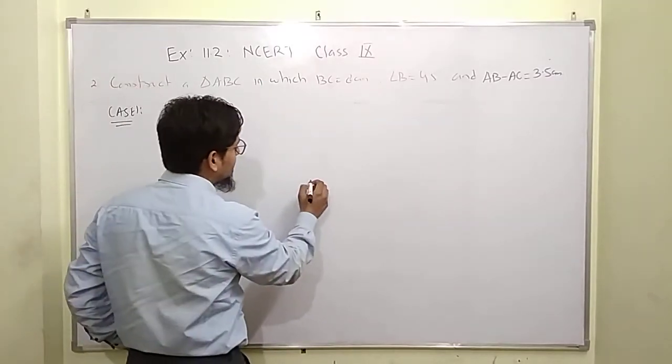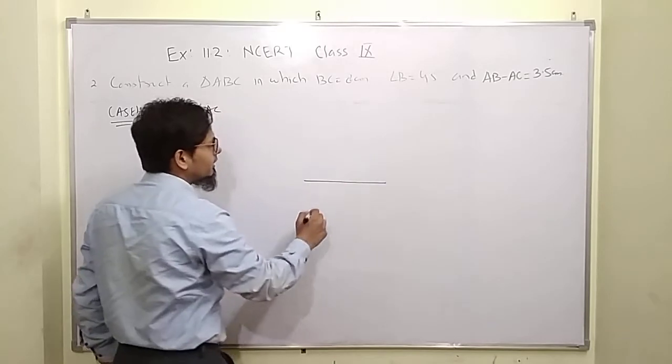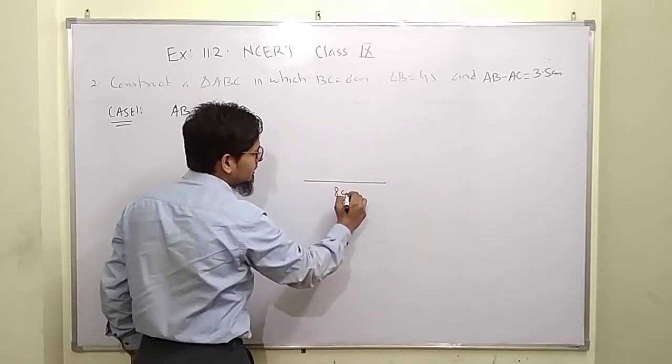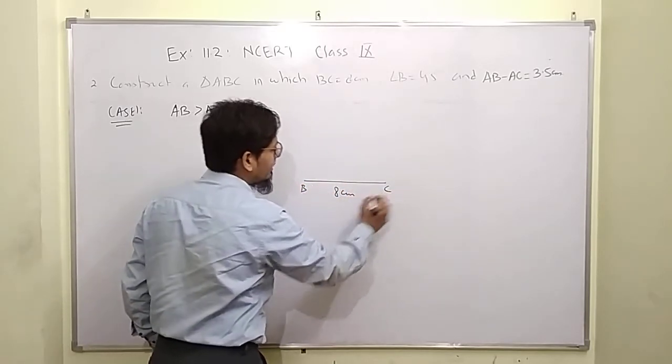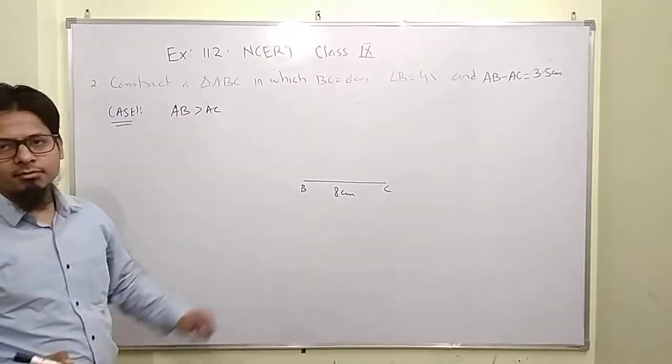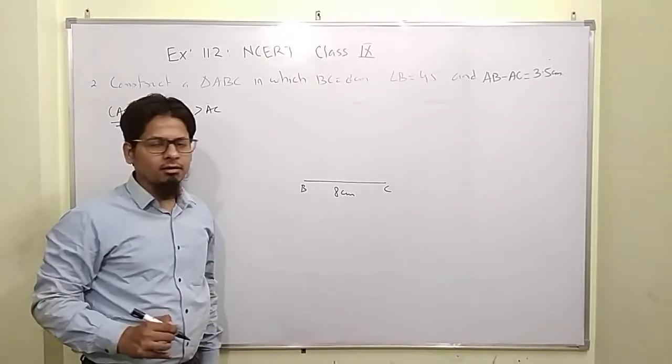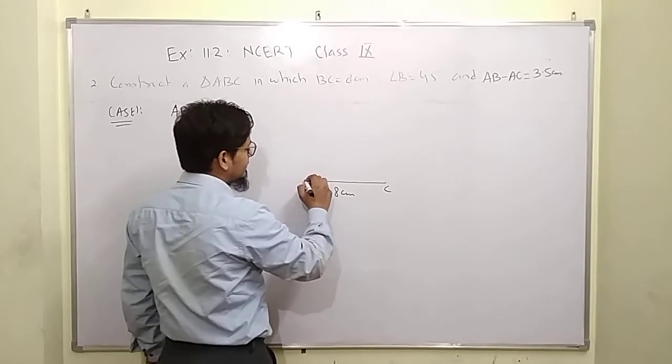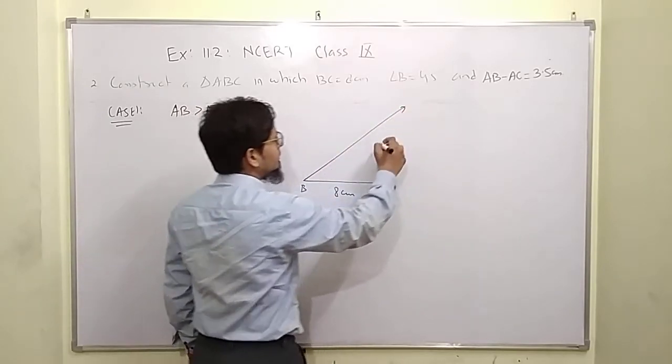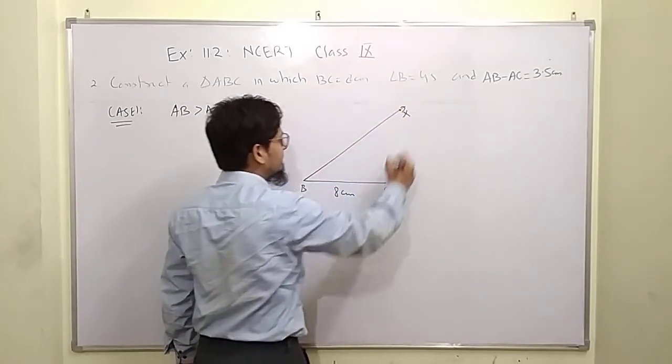First, I draw the base. The base is given, the base is 8 centimeter. I draw it. After this, at point B, I draw the given angle 45 degree. So it is the angle 45. Let this ray be BX.